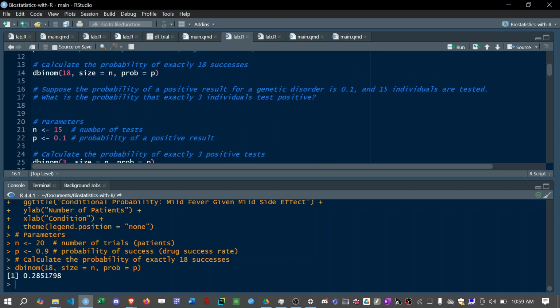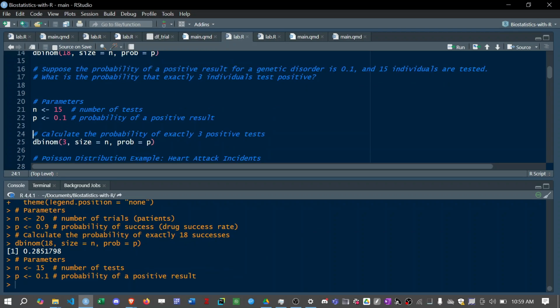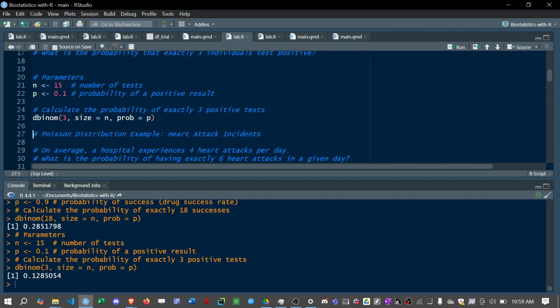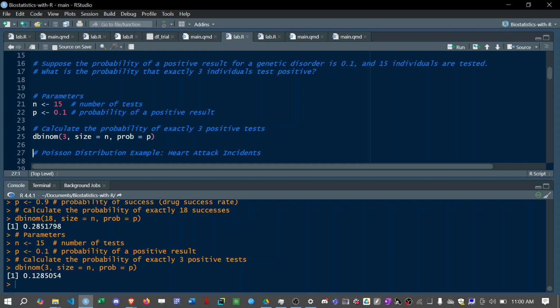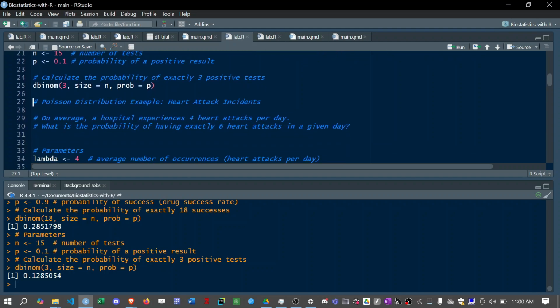Now, suppose the probability of a positive result for a genetic disorder is 0.1. This is the next example, which is going to be our P, and 15 individuals are tested, which is going to be our N. What is the probability that exactly 3 individuals test positive? So 3 is going to be our random variable X. So just like before, N is going to be 15, P is going to be 0.1, and we use our dbinom function and provide the relevant arguments, where 3 is going to be our random variable X. We run it, we have approximately 0.129. So the probability that 3 individuals test positive for the genetic disorder is 0.129.